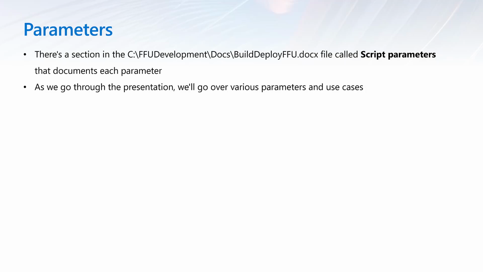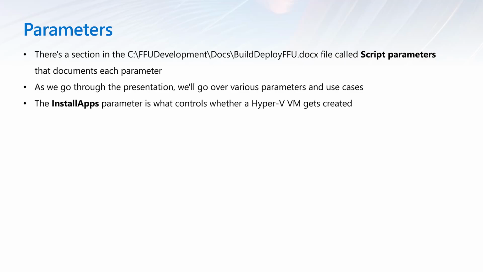Now, as we go through this presentation, we'll go over the various parameters and their use cases depending on the scenario. So as we start to build media, there are different parameters that are leveraged in the build of the Windows media. So instead of just going through every single parameter one by one, depending on what we're doing, like applications, there's a bunch of different parameters that control how applications are deployed. As we go through those sections, we'll go through the parameters that are relevant to that section.